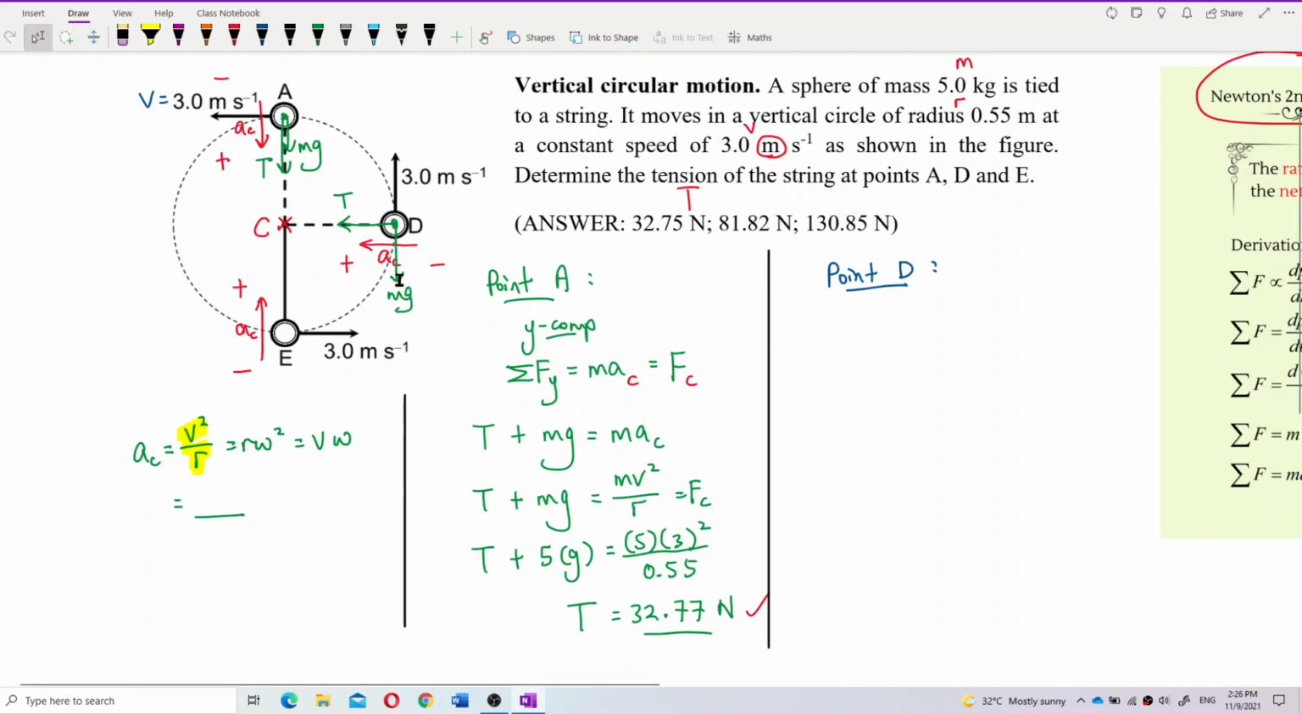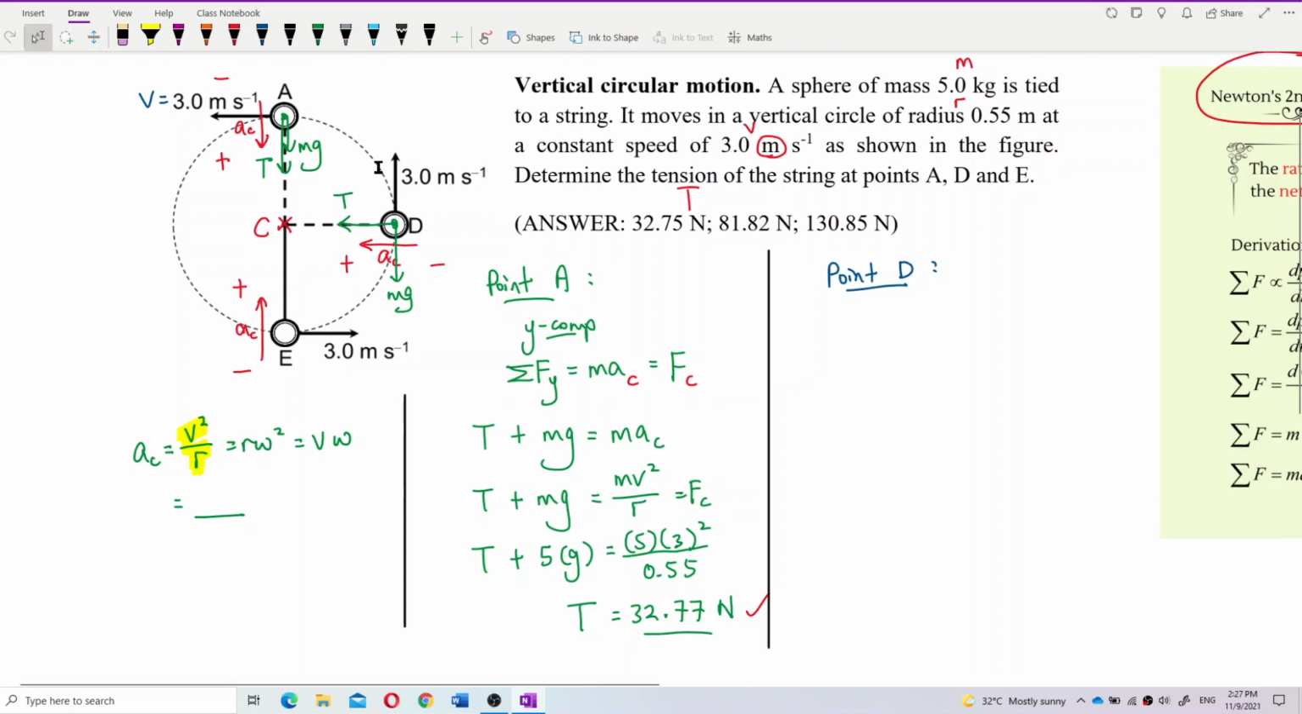I think that's the only force. Only the weight downward and the tension. So which component do we need to consider? Is it the x component or the y component? We need to look at where the AC is.